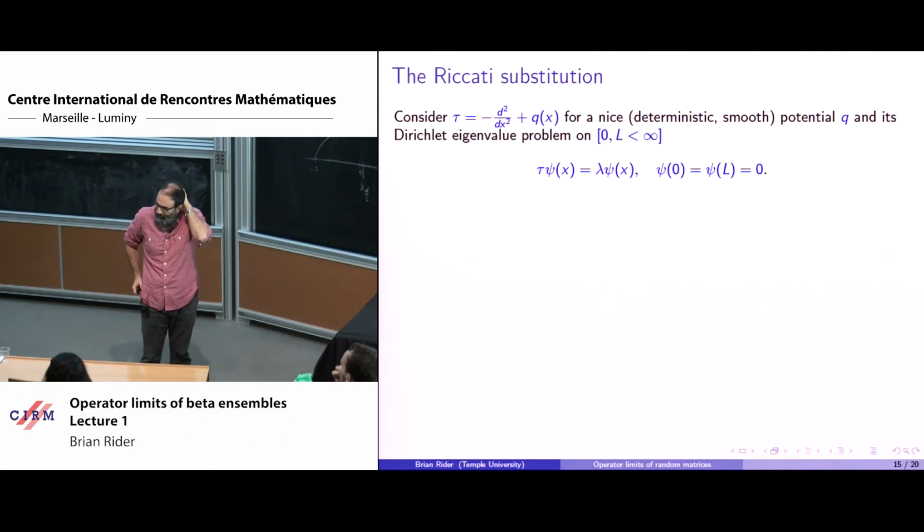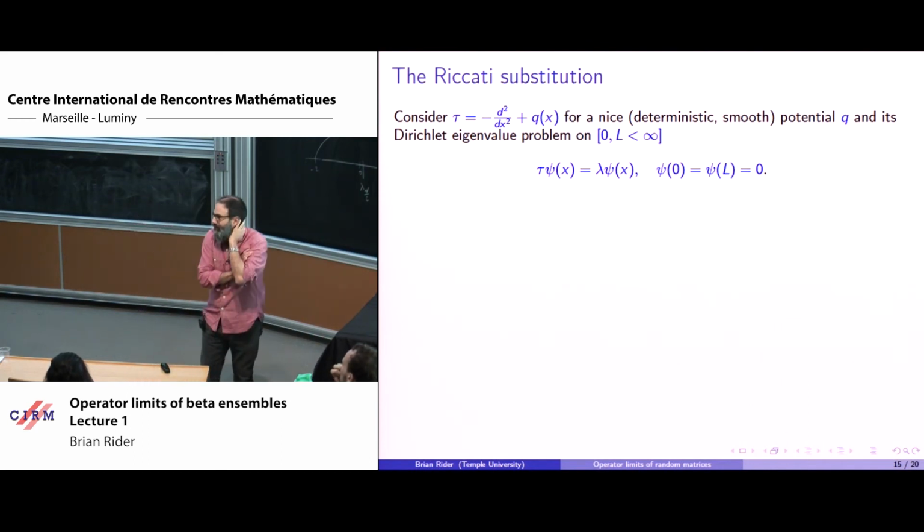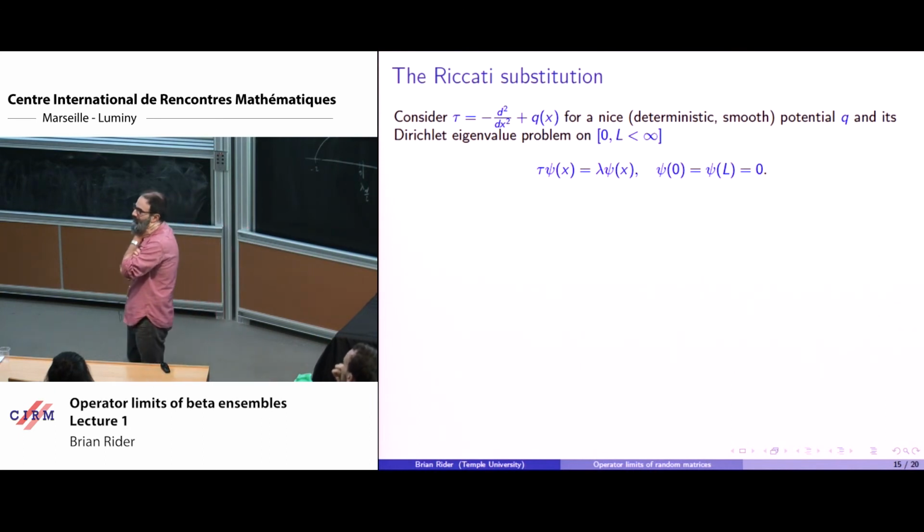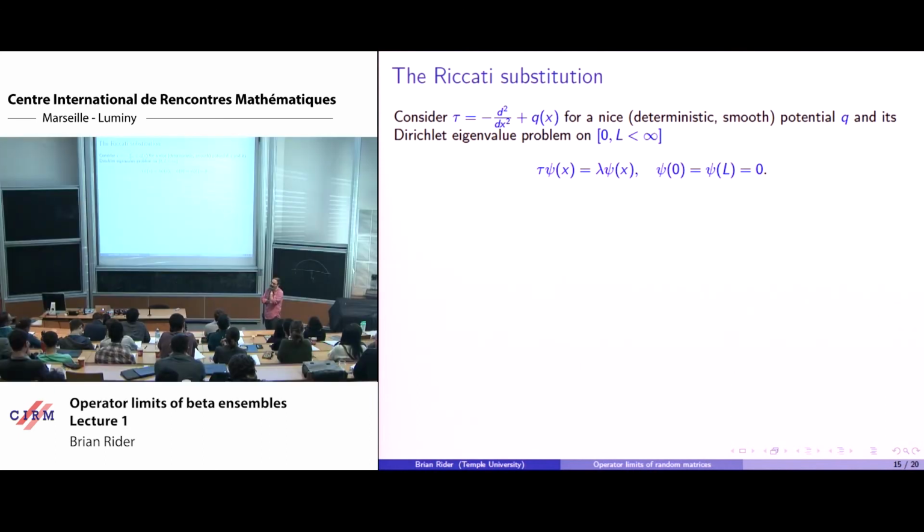You have this random Schrodinger type operator, and you want to count eigenvalues. You can use a very classical tool, Sturm oscillation or Riccati substitution, which I'll remind people of in the nicest possible setting. So let's pull back and imagine you have a wonderful Schrodinger type operator, tau equals minus second derivative plus q, for a nice deterministic smooth q, like 0. If you want to take q equals 0 right now, that's fine with me. Let's put it on a finite interval, on 0 to L, with Dirichlet conditions at both points.